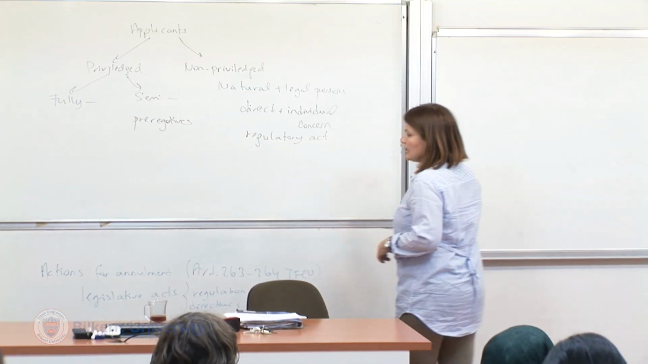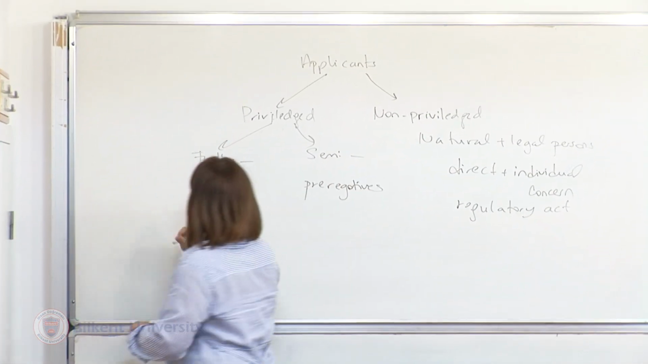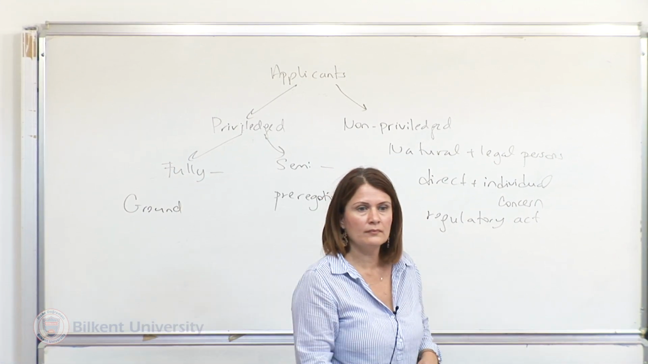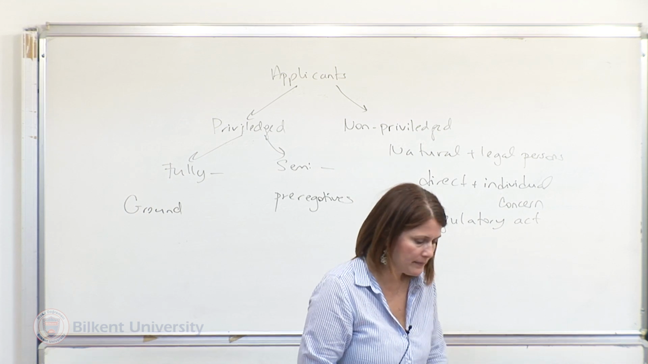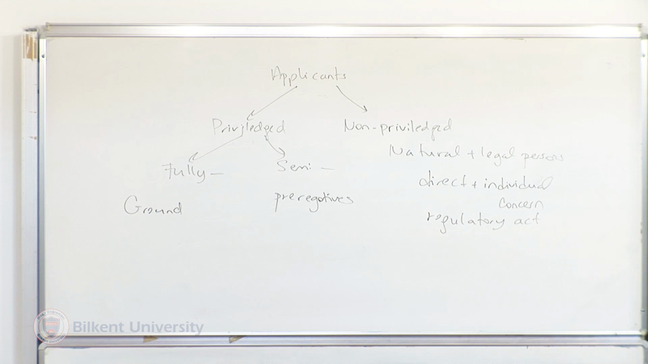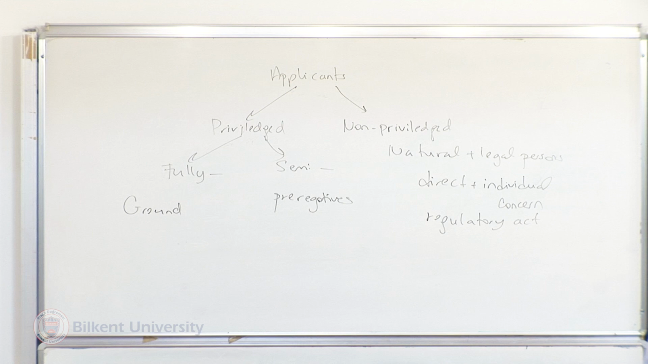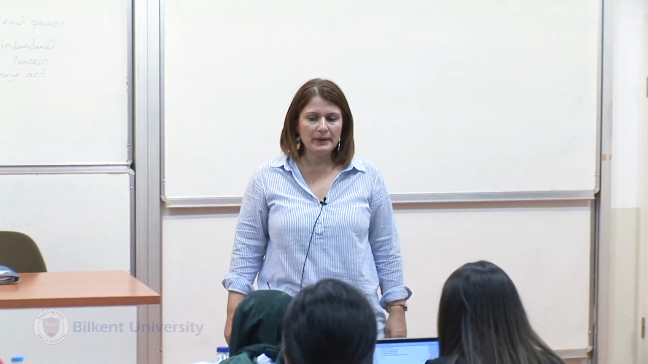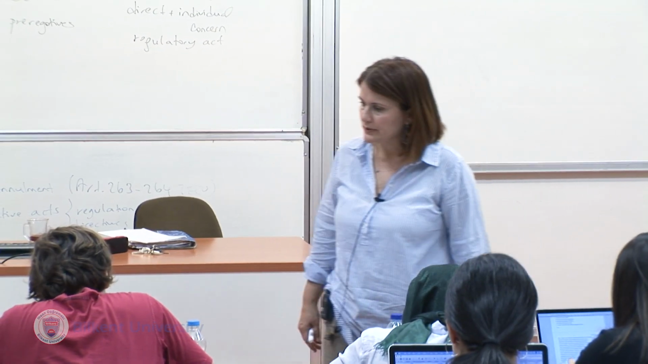A third question about the actions for annulment is the grounds. Which grounds can be invoked in this type of action? Ground in Turkish? Gerekçe, sebep. What do you think? The grounds of an action for annulment. What could be a ground for an action for annulment? What do you say?